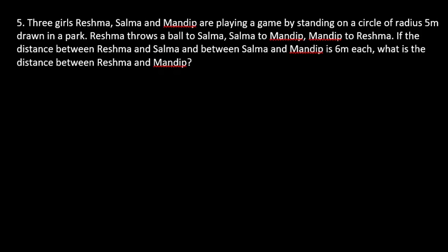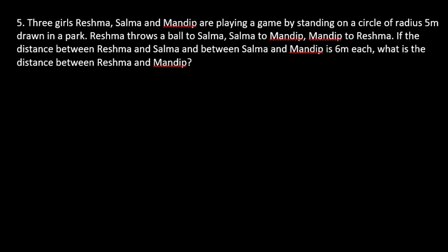3 girls, Reshma, Salma and Mandeep, are playing a game by standing on a circle of radius 5 meter drawn in a park. Reshma throws a ball to Salma, Salma to Mandeep, Mandeep to Reshma. If the distance between Reshma and Salma and between Salma and Mandeep is 6 meter each, what is the distance between Reshma and Mandeep? Okay.